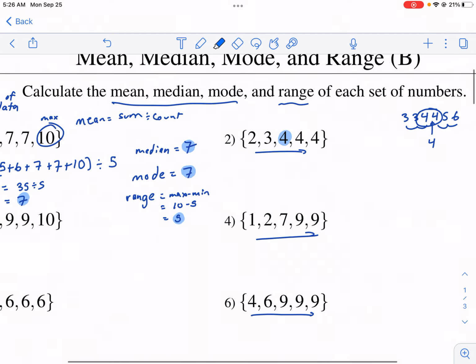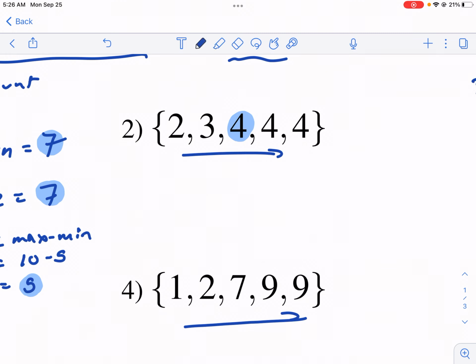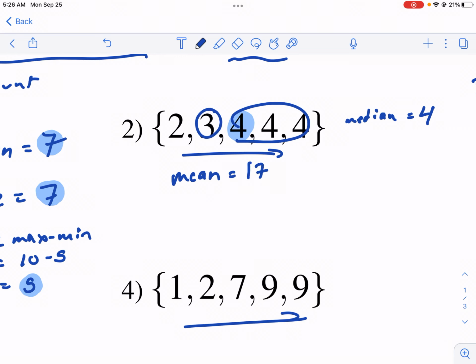Okay, so as we move on to number 2, we already have our median because it's ranked in order, and 4 is our middle number. For mean, we would just need to add these numbers together. So that's 12, that's 15, and that's 17. Okay, so we have 17 for our sum, and now we have to divide that by 5. That's why a calculator might be kind of useful for this particular worksheet. We have 17 divided by 5. I'm just typing that into my calculator, and I get 3.4 for my answer.